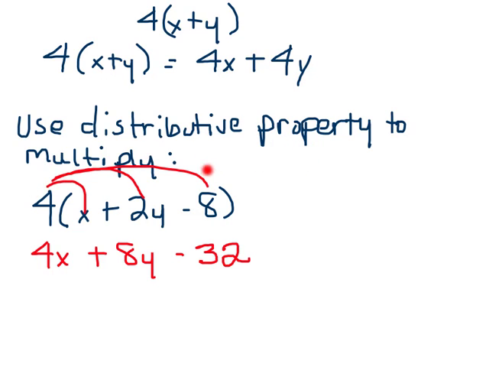We don't know what x and y stand for. Alright, this says use distributive property to multiply 4 times x plus 2y minus 8. So we distribute this 4 over every term, every single term. That's why it's important to know what a term is. And then we multiply each one. So 4 times x is 4x, 4 times 2y is 8y, and 4 times negative 8 is negative 32. So this would be the answer to this problem.